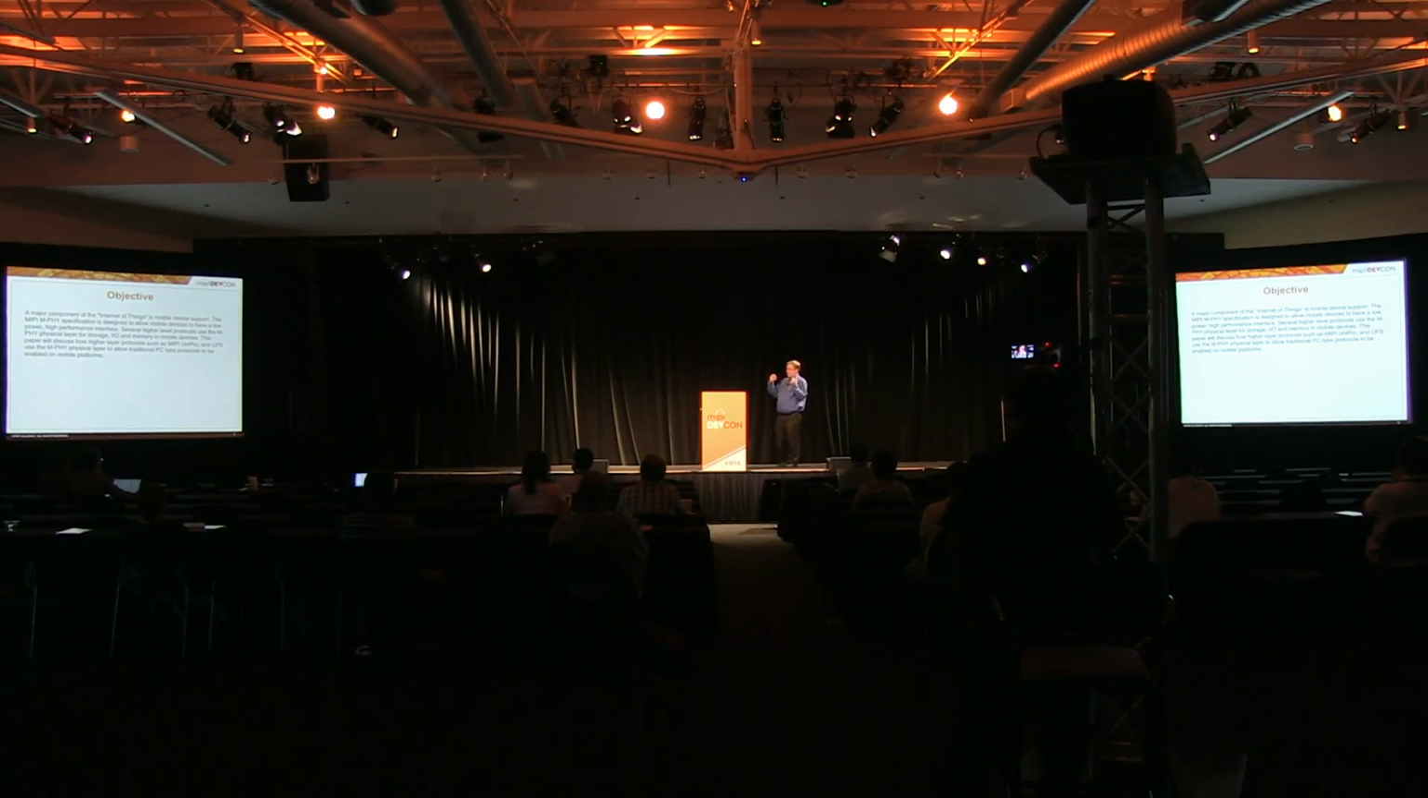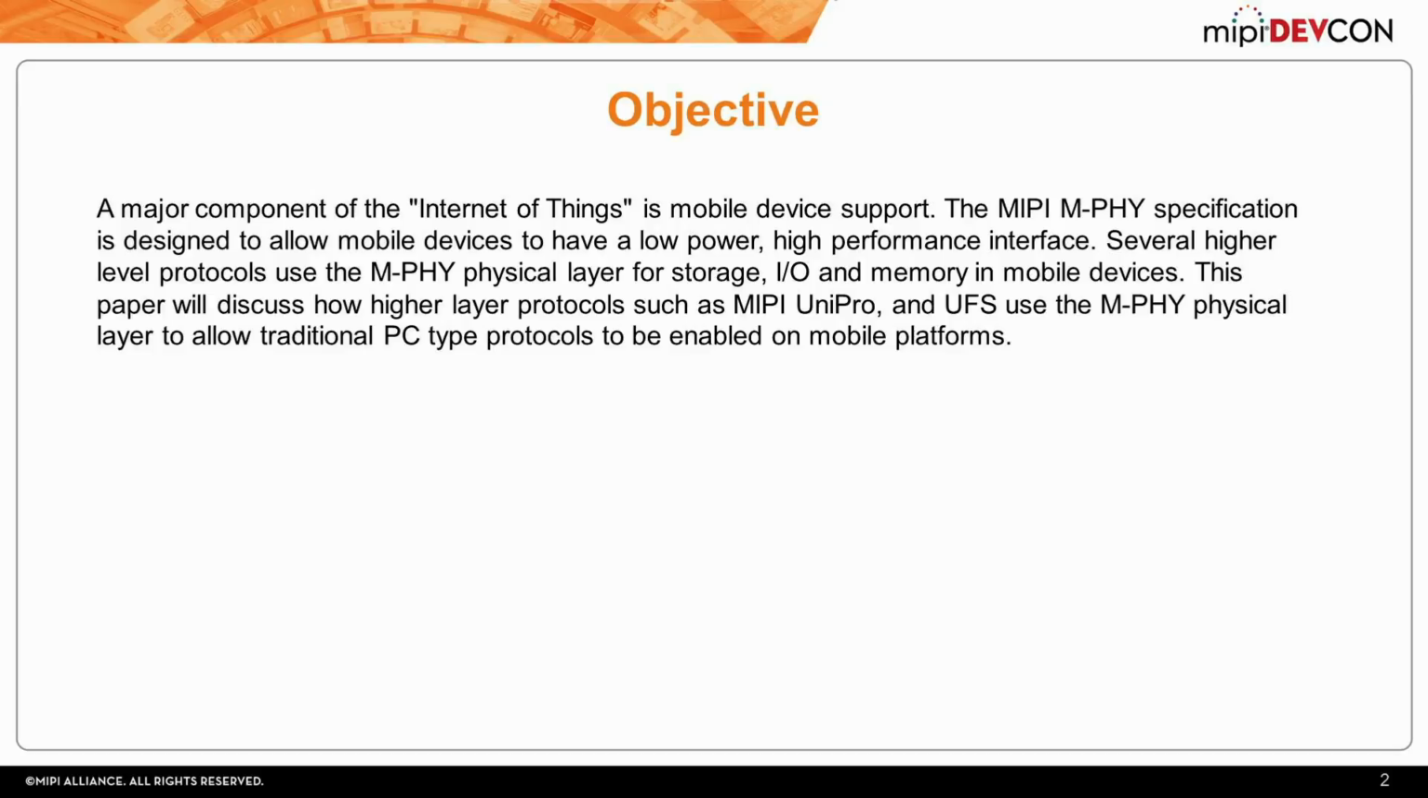Those layers are really the key to the debug part of the presentation. Back to the bigger picture, we're here at the MIPI DevCon, and a lot of it's around the Internet of Things and things that are connected to mobile devices. M-PHY is part of the whole ecosystem designed by MIPI that allows for a low power, high performance interface within cell phone and tablet architectures. Several of the higher layer protocols sit on top of this M-PHY physical layer. We're going to talk about how UniPro, as an example, fits into that, how you would debug problems, and what happens when it doesn't work.